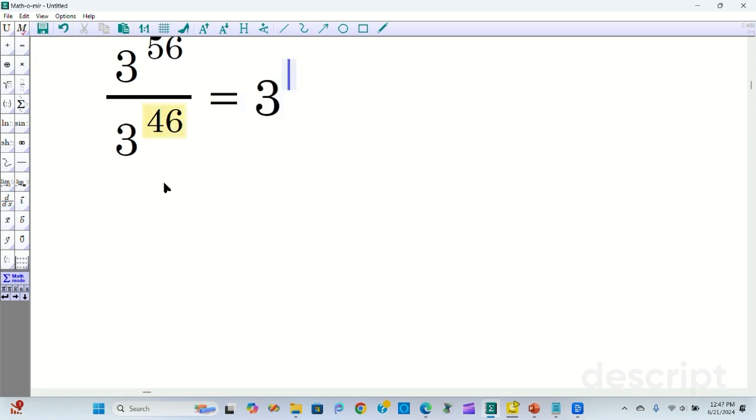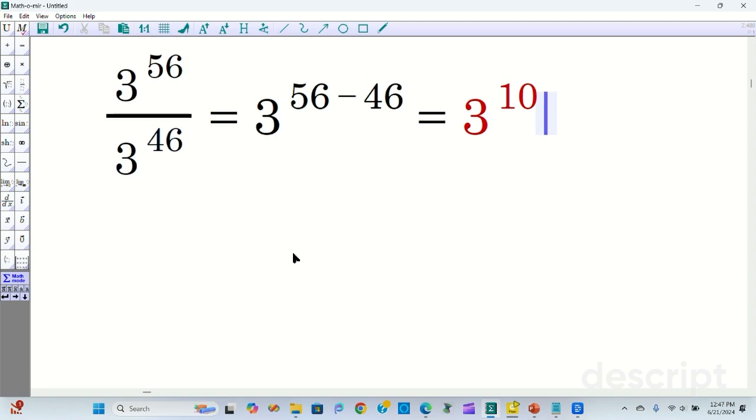So we'll just do 3 to the 56 minus 46. You just subtract the bottom exponent from the top exponent, and that's just going to give us 3 to the positive 10th. Now this number in red is still a huge number. That means 3 multiplied by itself 10 times. But at least we can bring it into some form that's simpler than original.